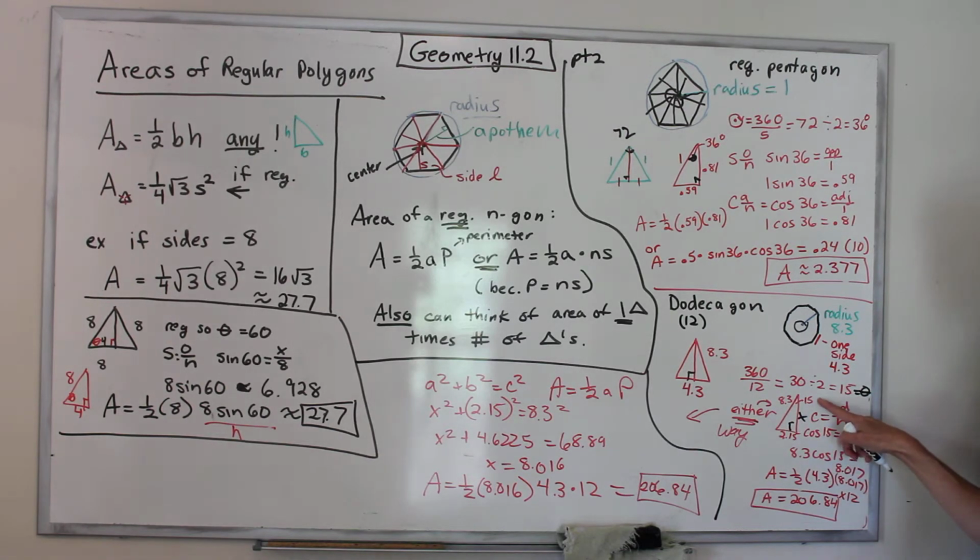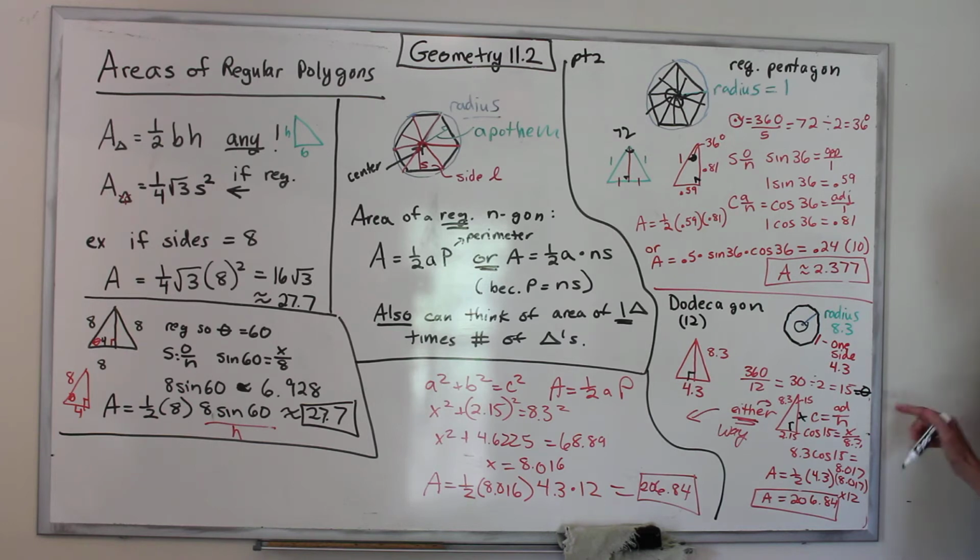My theta is 15, and I can get the adjacent, this thing I don't know, which is the height of this triangle, by using CAH, cosine is adjacent over hypotenuse. So cosine of 15 is adjacent, or x, what I'm looking for, over the hypotenuse, which is 8.3.